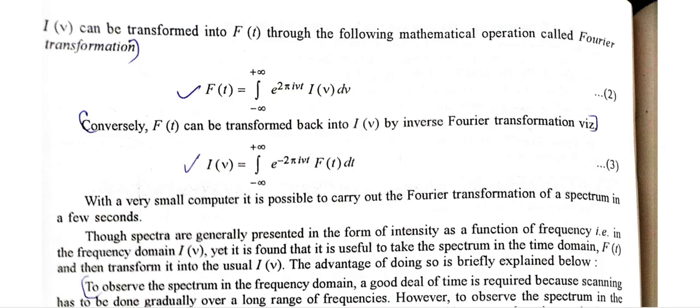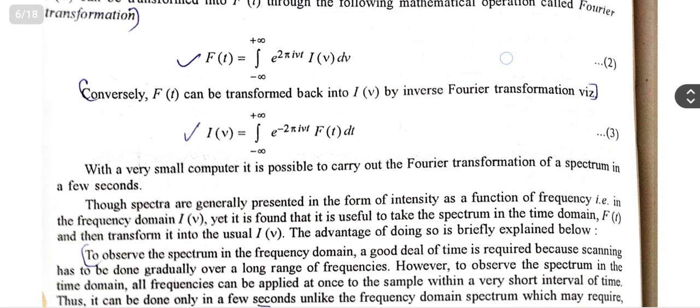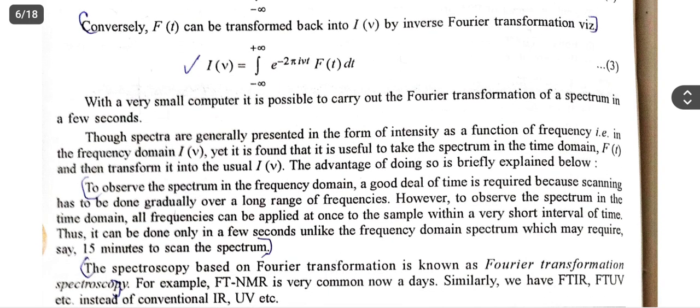I(ν) can be transformed into F(t) through the following mathematical operation called Fourier transformation: F(t) = integral from minus infinity to plus infinity of e raised to the power 2πiνt I(ν) dν. Conversely, F(t) can be transformed back into I(ν) by inverse Fourier transformation: I(ν) = integral from minus infinity to plus infinity of e raised to the power minus 2πiνt F(t) dt. With a very small computer, it is possible to carry out Fourier transformation of a spectrum in a few seconds.